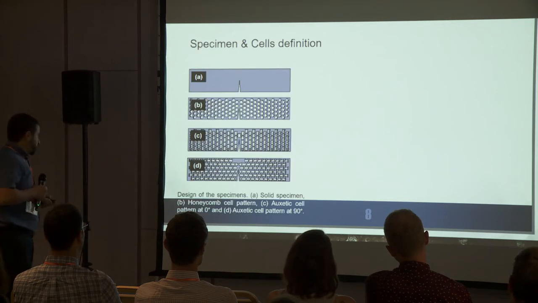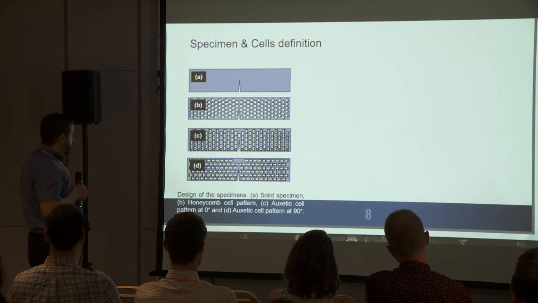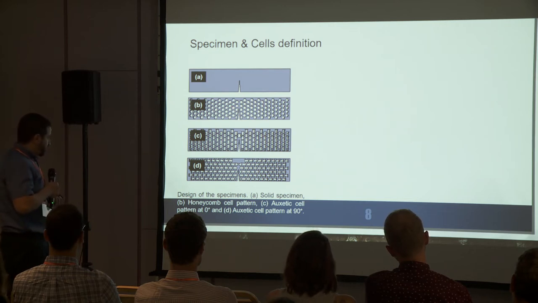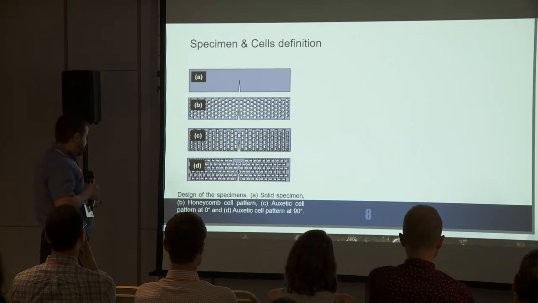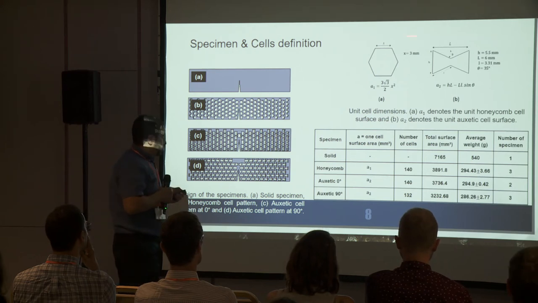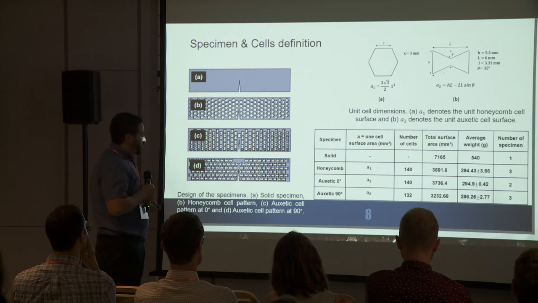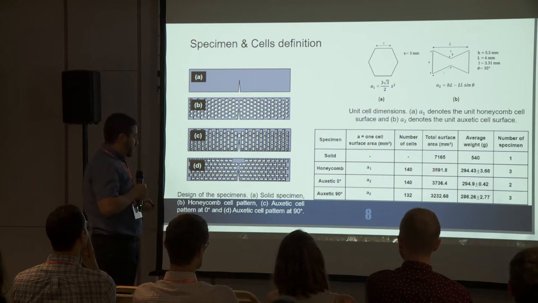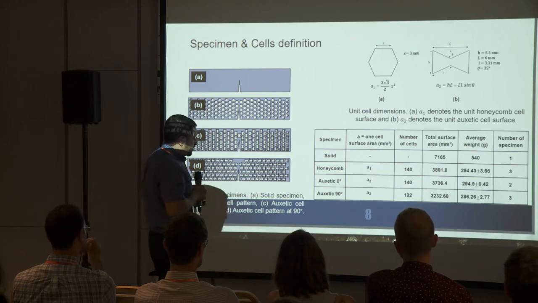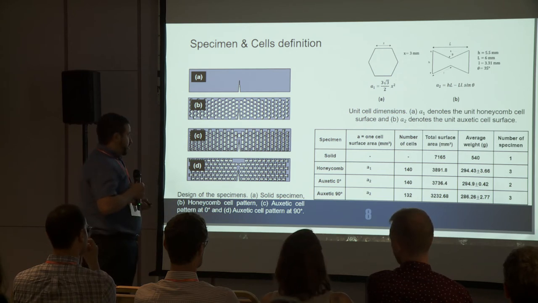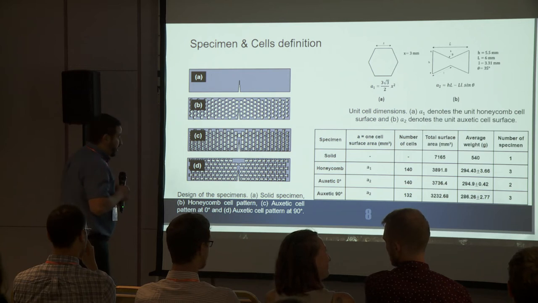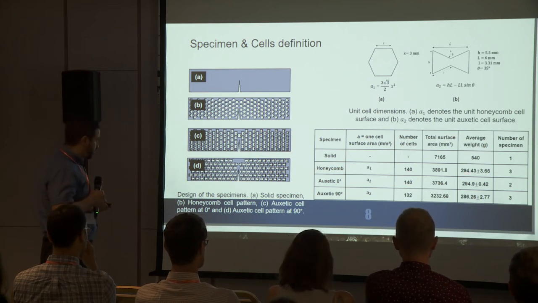About the experimental protocols, four types of specimens are proposed. The first one is the solid specimen, the second is the honeycomb specimen, the third is auxetic cells at 0 degrees, meaning 0 degrees compared to the notch, and the fourth is auxetic cells at 19 degrees. The dimensions were chosen in order to get the same surfaces for the three specimens: honeycomb, auxetic at 0 degrees and 19 degrees. So we have almost equivalent surfaces, which means an equivalent average weight. Of course, the solid one will not have the same surface.